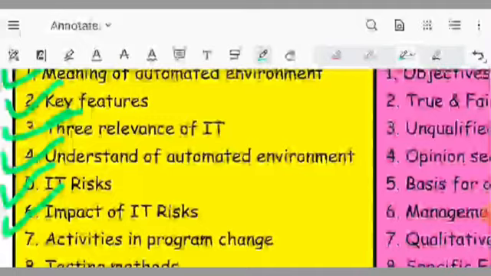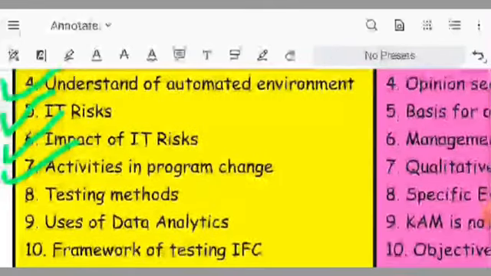Yes, moving further, the next question is activities regarding the program change. In general controls, you know that general controls are applied on 4 things, and out of that 4, one is the program change. And what are the activities carried out in the program change? We have activities in that.